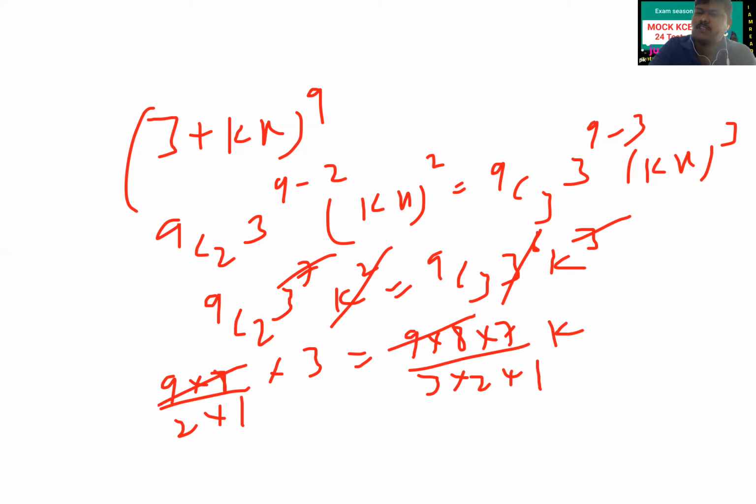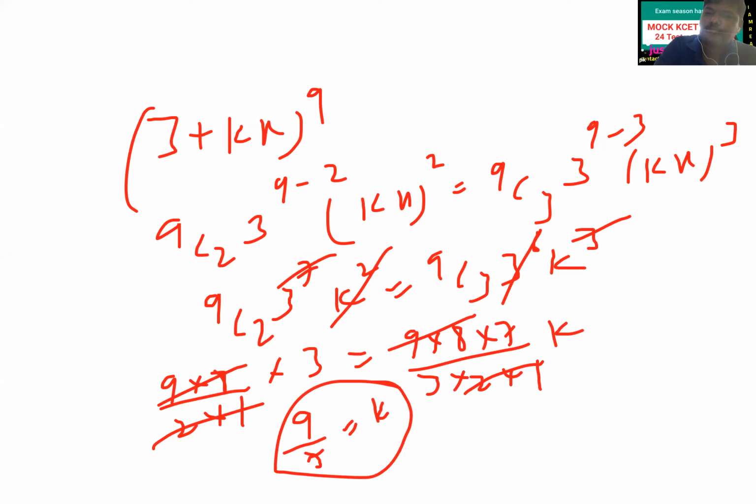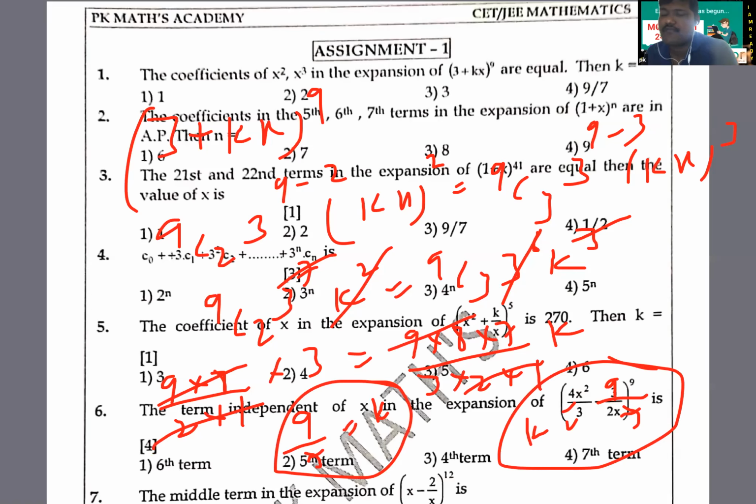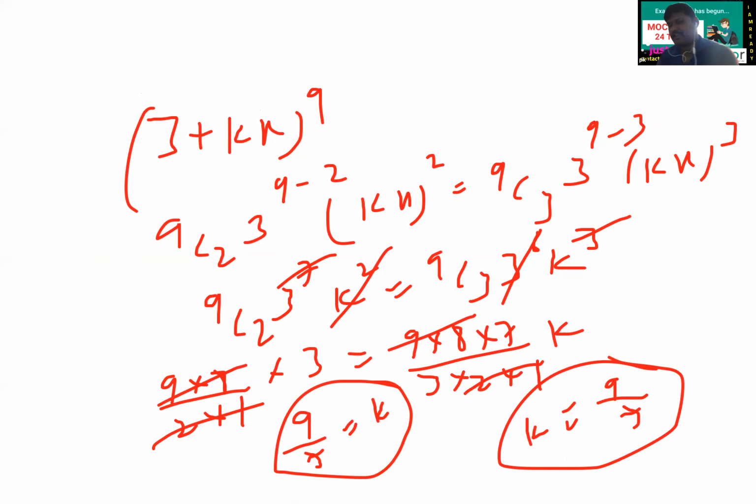9 and 9 cancel. 2 into 1, 2 into 1 cancel. 3 cross multiply, 9 by 7 is equal to k. k is equal to 9 by 7. Which option? Fourth option. Understand?